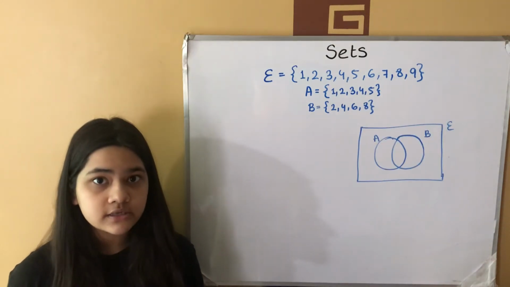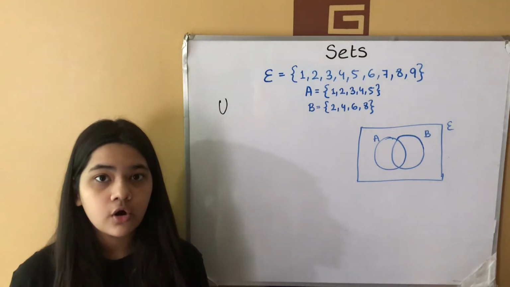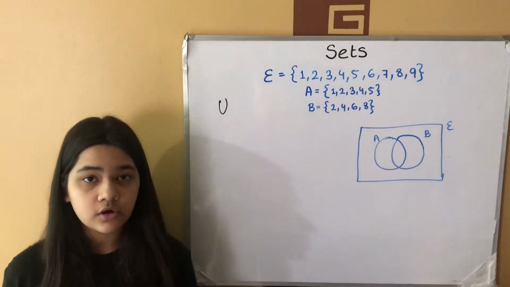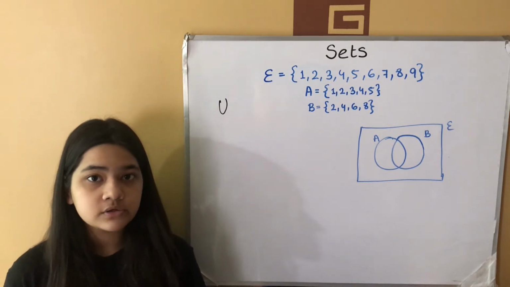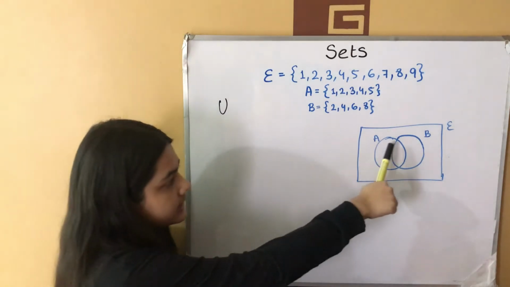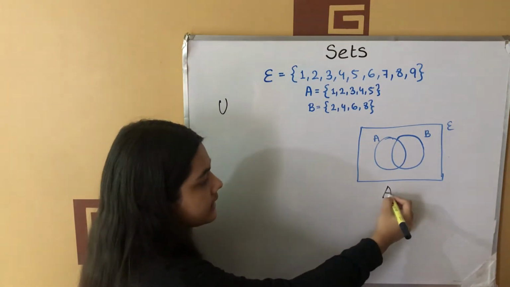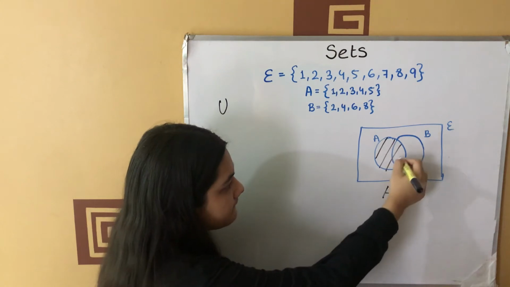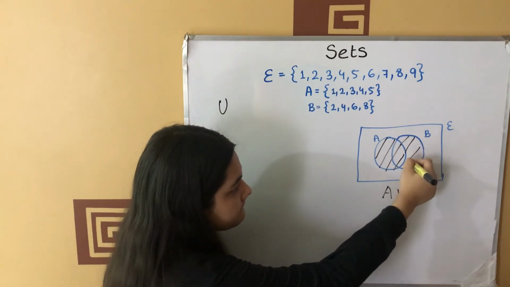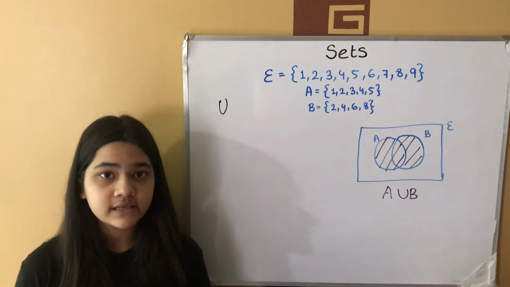Let's look at our third notation, union. The union of two or more sets is the set that contains all the elements of the two or more sets. We can represent this in a Venn diagram. Suppose we have two sets A and B, and the union of A and B will be both the circles. We can also show this in the listing method.